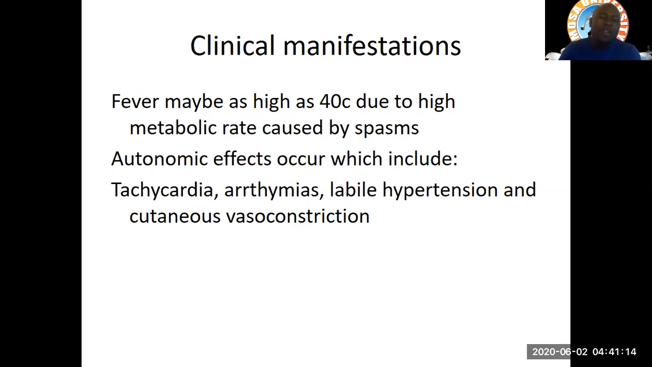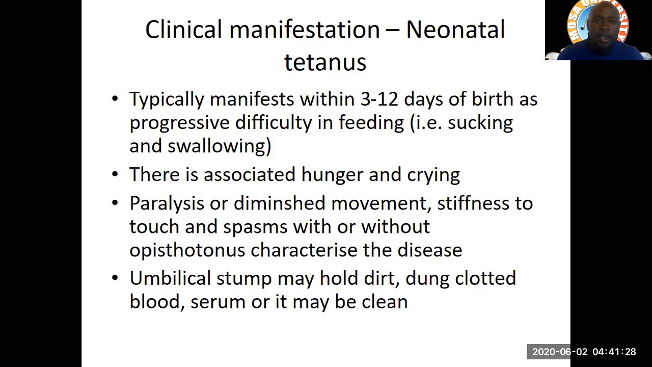We also have the autonomic effects occurring in this body. You find that they also present with labile hypertension, cutaneous vasoconstriction, and they may also present with arrhythmias and tachycardia. All these typically manifest within 3 to 12 days of birth.